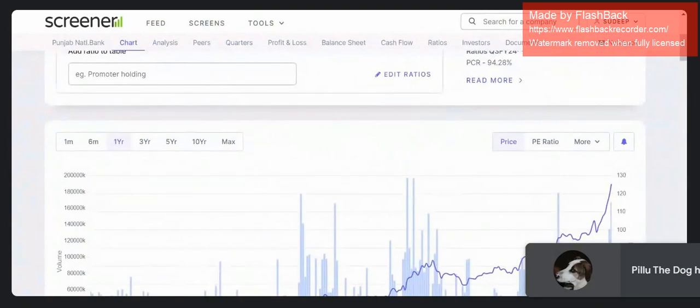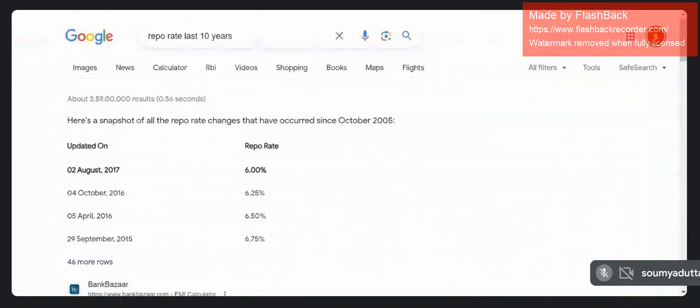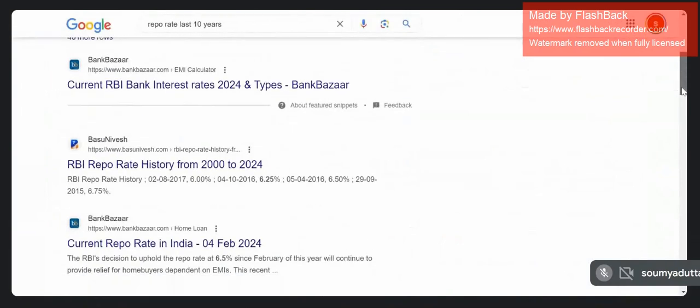Now, for companies like Wipro and all, if you look at the last 10 years, what is the repo rate? Where are you showing that? You can get it online.